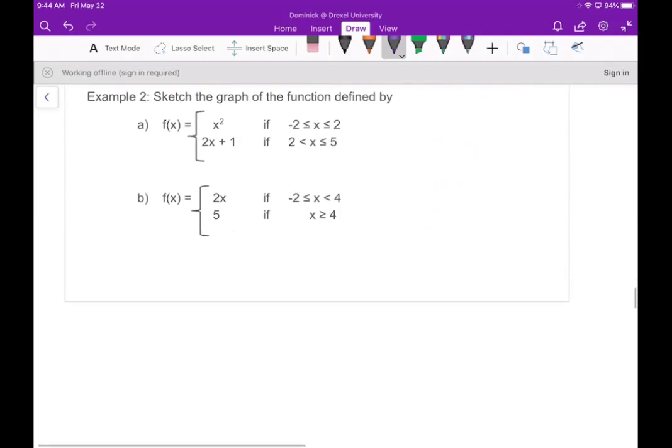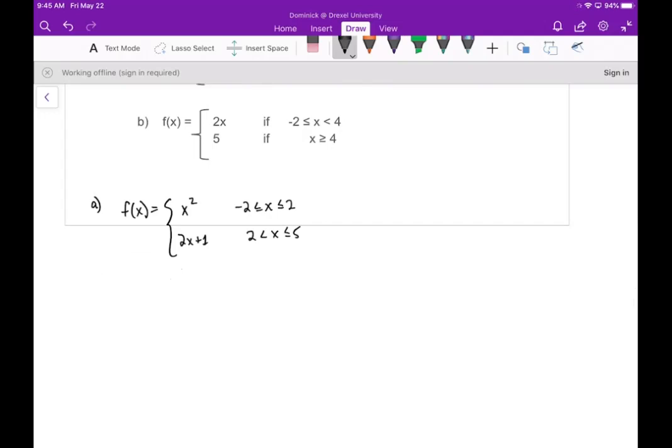Okay, now in part A, we have the graph that's defined by x squared if we're between -2 and +2, and by 2x plus 1 if it's between 2 and 5. All right. Now, when we graph this, again, we have two things to worry about, and this one we'll do nice and slow.